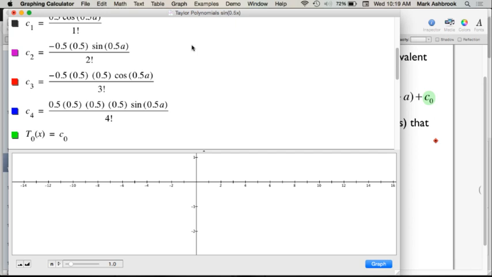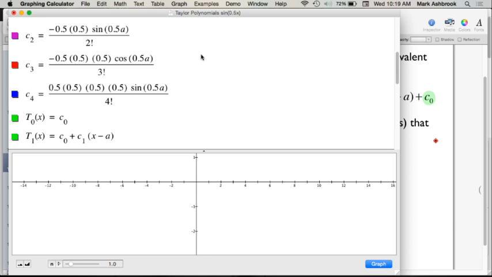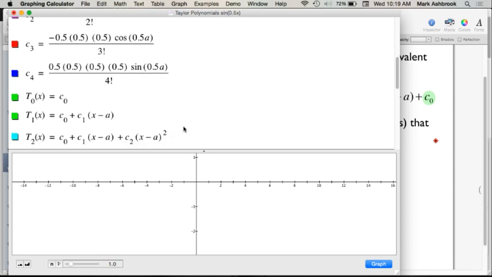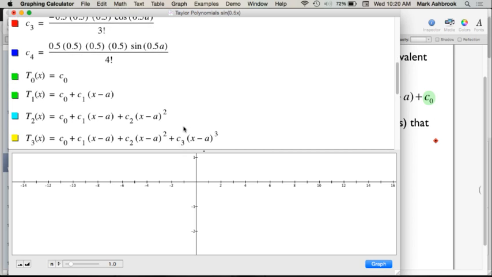What about T1(x)? C0 plus C1 times (x minus a). That will get the right function value, but also get what? It'll get the right slope, right? It'll get the right rate of change. And so what will that graph be compared to sine of 1/2 x? Let's go through all, and then I'm going to show you. All right, so then the T2 has C0, C1, and C2, and then T3, and then T4, the one we already wrote out.